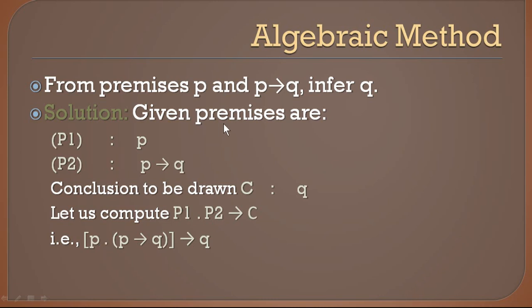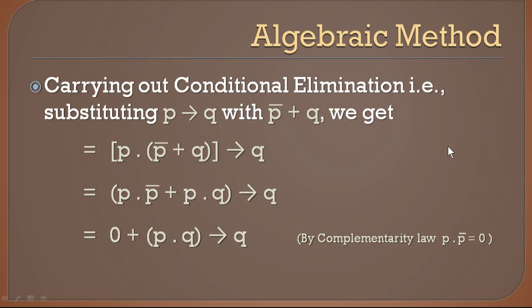So that means P, the first term, dot, as per this computation, you are going to use the dot symbol. And the second premise P2 is P implies Q. So this is the left side, and then implies Q, that is the right side. So you are going to compute this. Now you are going to carry out the conditional elimination. That means you are going to substitute the value. Instead of P implies Q, you are going to substitute it with P dash plus Q. So here you can see P dot P implies Q, which you already had, will be substituted with P dash plus Q, in square brackets, and then implies Q will be written separately.